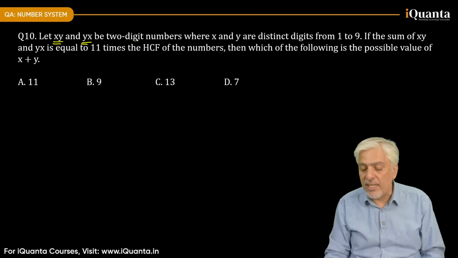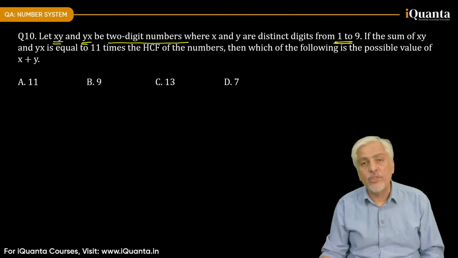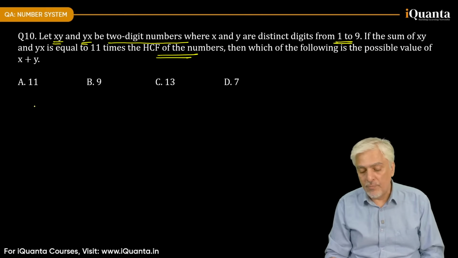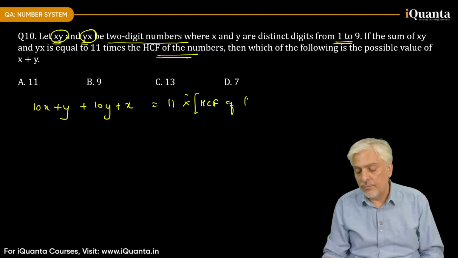XY and YX are two two-digit numbers where X and Y are 1 to 9. So that means no zeros allowed. Sum of XY and YX is equal to HCF of the numbers. So pay attention very carefully. 10x plus y is this number. This number will be 10y plus x. They have said this is 11 times the HCF of the two numbers.